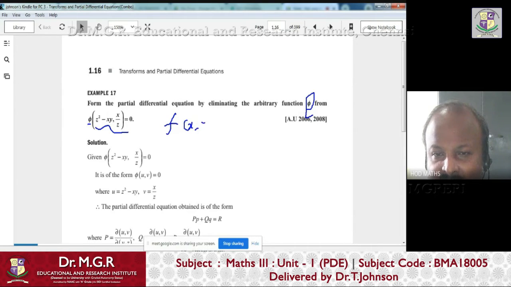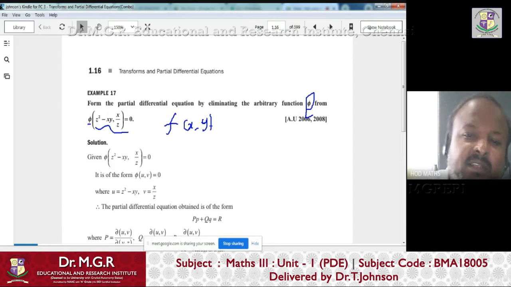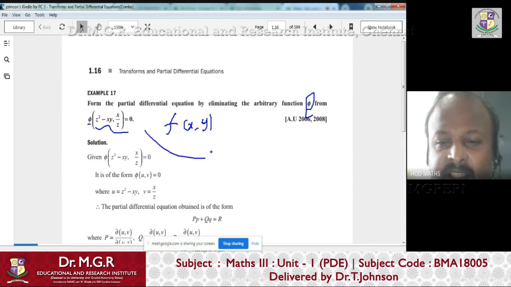So what did I say? F is a function where x and y are variables. Similarly, phi is an arbitrary function, but it has two ordinates. We call them ordinates. It has two ordinates. One is z square minus xy, another one is x by z. So what does this type of function look like?